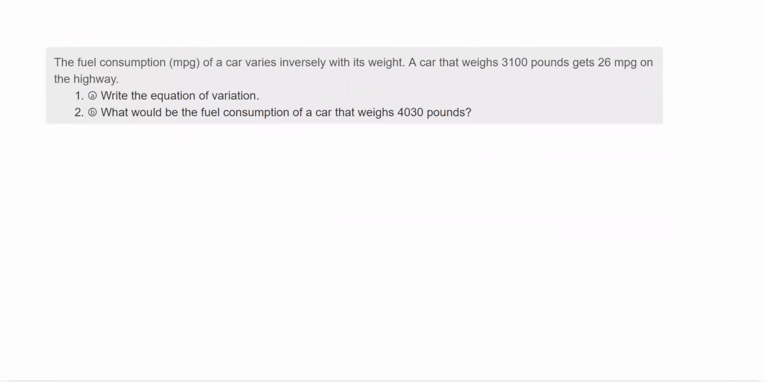The fuel consumption, mpg, miles per gallon, of a car varies inversely with its weight. A car that weighs 3,100 pounds gets 26 miles per gallon on the highway. Write the equation of variation. Two, what would be the fuel consumption of a car that weighs 4,030 pounds? Let's take it step by step. Fuel consumption, so how many gallons is consumed for the miles driven. So fuel consumption of a car varies inversely with its weight. Let's highlight that.